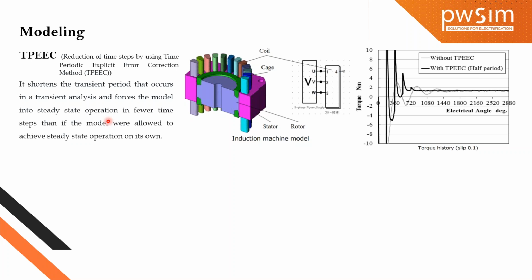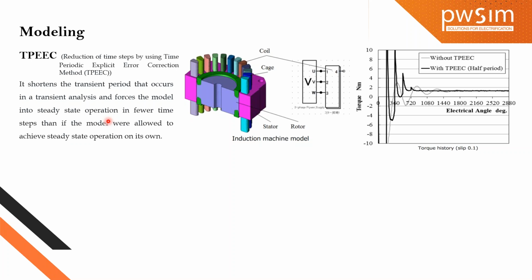Apart from that, for the induction motor, we have TPEC, the time periodic explicit error correction method. Where you have a long transient curve, you can settle it into a steady state in a shorter time period, in a smaller number of steps. In short, it shortens the transient period that occurs in a transient analysis and forces the model into steady state operation in fewer minutes than if the model were allowed to achieve steady state on its own.